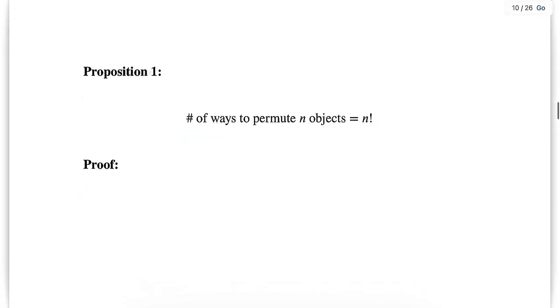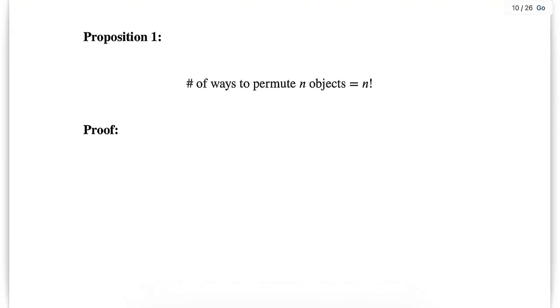So let's get into the first proposition that we have today. The number of ways to permute n objects is n factorial. So what is this word permute? Permute just means order, right? You can think of this as just saying how many ways can you order n things, or order n people in a line. And the proof is pretty much exactly what the example is.